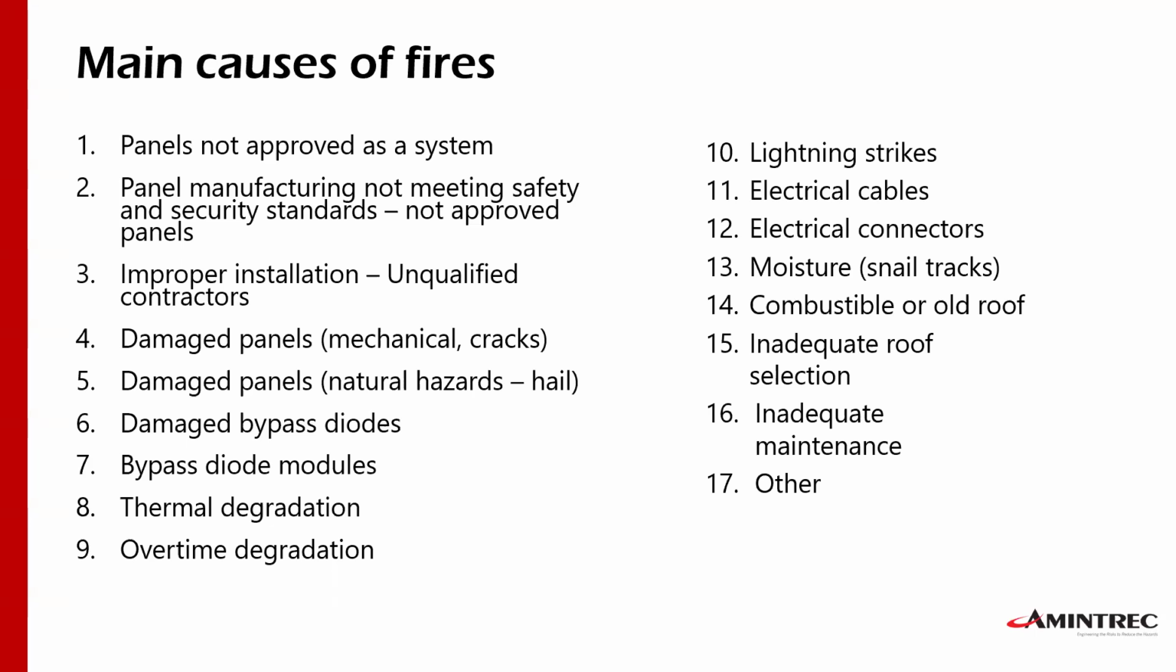Combustible or old roofs, which is pretty much also very similar to number one. Inadequate roof selection. Again, the roof should be selected or should be evaluated to determine whether panels can be installed. If there's no information, the best recommendation is not to install panels until the information on the roof is available and evaluated, of course. Inadequate maintenance, a very high reason of fires. You will see that today, especially on the shading effect and other causes as well.